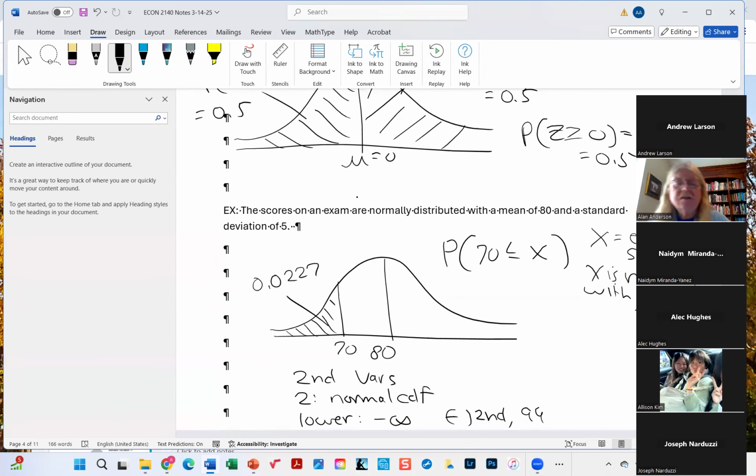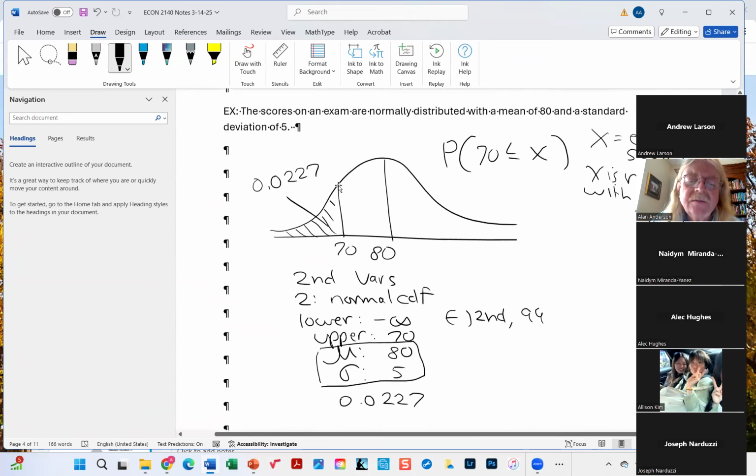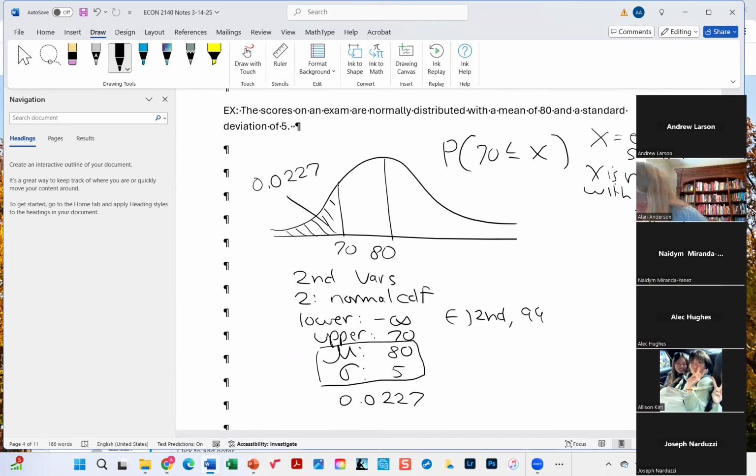So if you draw the picture this time, you'll put 80 in the center. Now the 70 is here. The 70 is actually the mean minus 2 standard deviations. So I'm going to write that here. All right, so yes, it is 70, but that represents being 2 standard deviations below the mean.